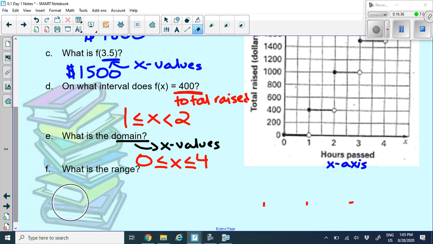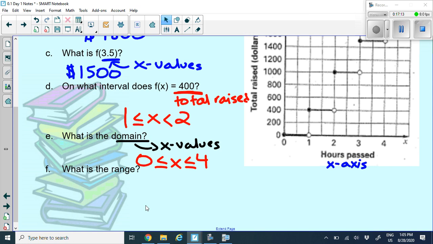Okay, now our last one is going to be the range. This is going to look a little bit different, because let's ask this. Remember, range is our vertical. Do we hit every single Y value? Like, do we hit 600, 800, 1200, 1400? No. So we can't really write our range in this sense here, okay? What we have to do is we're going to list the numbers that are included. So anytime there is a closed circle, we're going to list that Y value, okay?